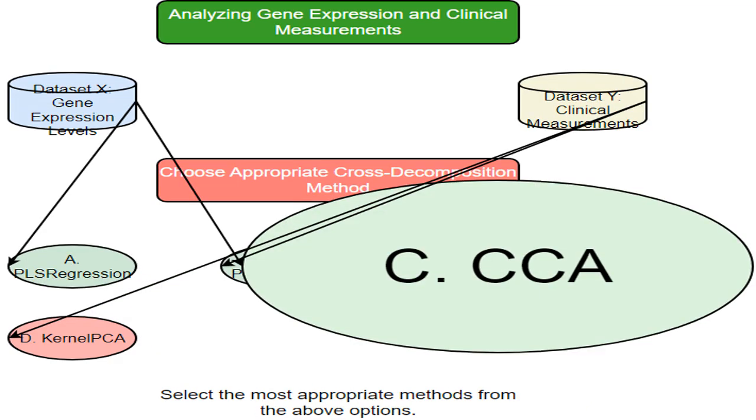CCA means canonical correlation analysis. This one directly looks for the strongest linear relationships between two datasets, focusing on the correlation between them. It shows how the main aspects of X and Y change together. It's very good for our problem.